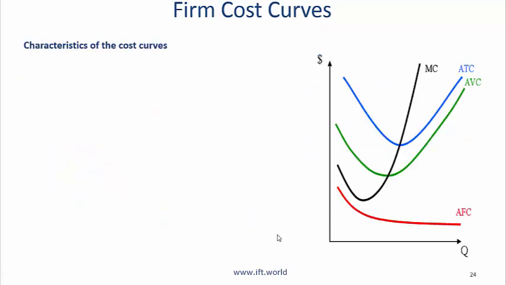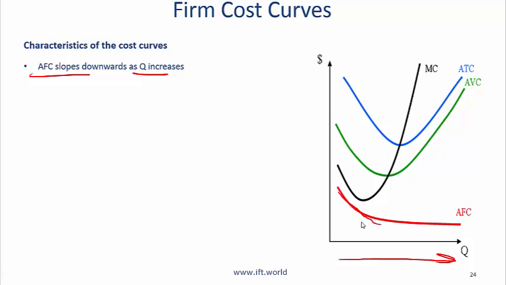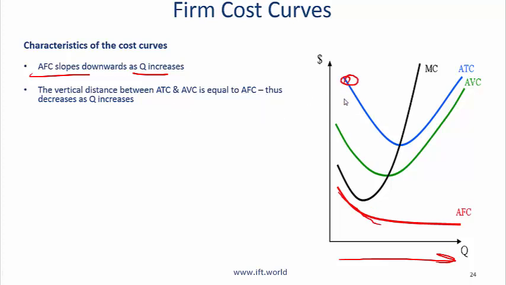So these are the cost curves, and let's look at some characteristics. The average fixed cost slopes downwards as Q increases. So as Q increases, it makes sense, the average fixed cost obviously will come down. The vertical distance between the average total cost, which is the blue curve, and average variable cost is equal to average fixed cost, thus decreases as Q increases.